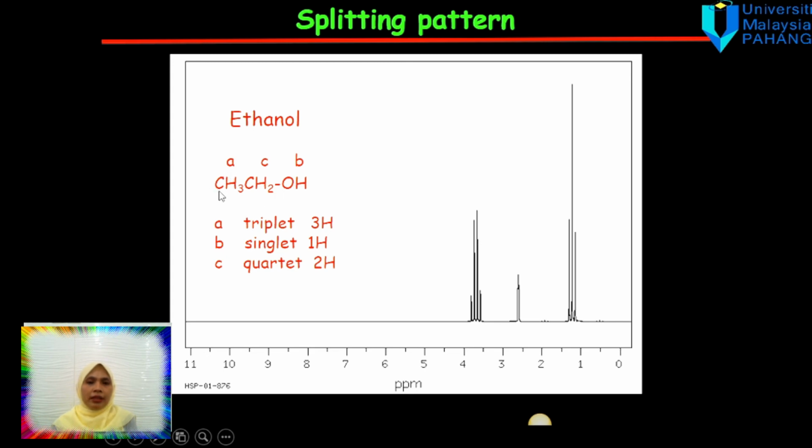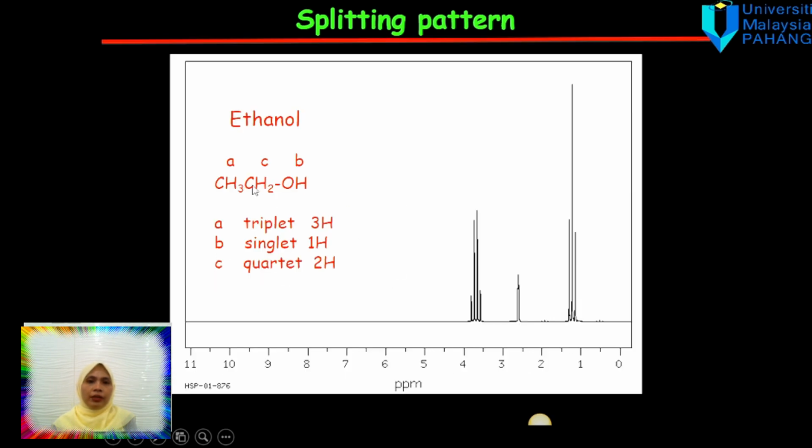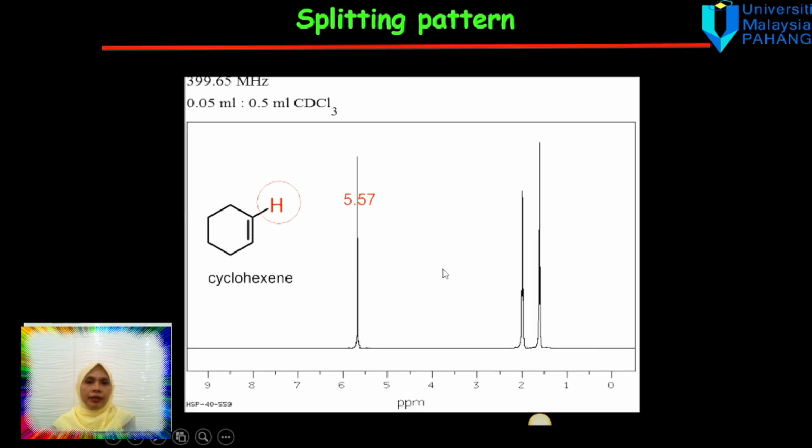Based on the position of the signal, we know this one is here, followed by the hydroxyl group, and the last one is CH2. For the splitting pattern, 2 plus 1, this signal becomes a triplet and this signal becomes a quartet. So we can see in the spectrum this triplet, and this signal is C, it becomes a quartet. And the singlet is always the hydroxyl signal.